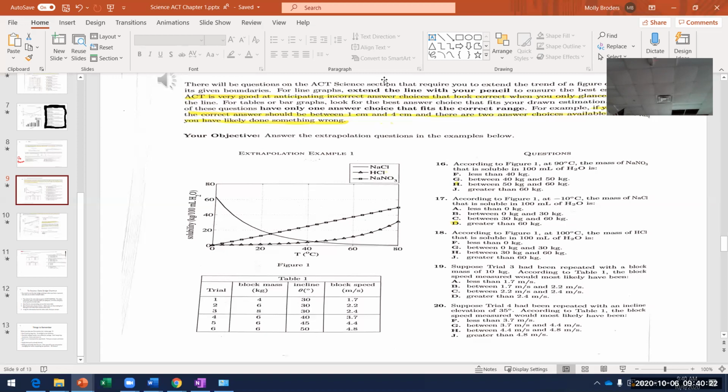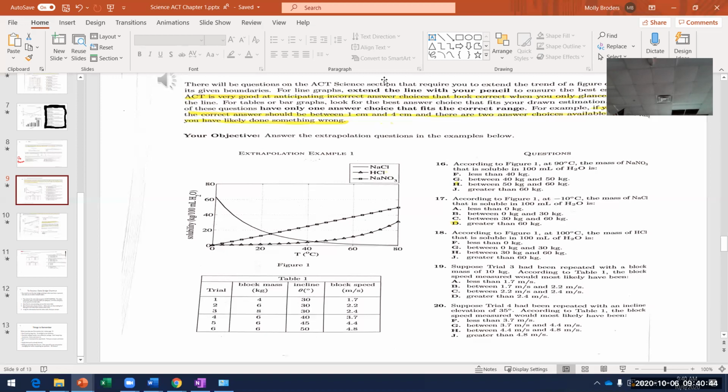D, greater than 2.4, okay? Let's see, we see that as block mass increases, block speed is increasing. So therefore, if at 8 it's going 2.4, we know at 10 it's going to be going greater than 2.4. Everybody see that answer?